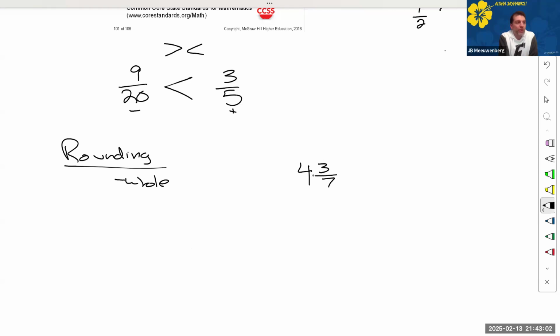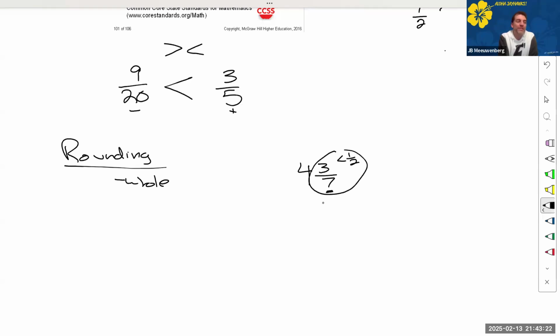So the way we're going to do that is we're going to look at the fractional part of the mixed number and ask, is the fractional part more or less than a half? 3/7. 3 is less than halfway to 7, which means this is less than a half. 3/7 is less than 1/2.